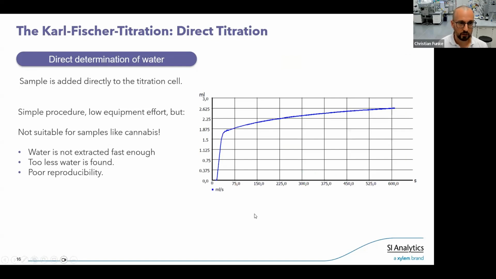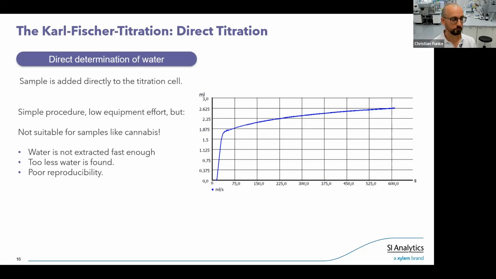Okay, we then used the direct titration system to detect the water content of the cannabis. So that means direct determination. We just took a methanol-based solvent and added the sample directly to the titration cell.